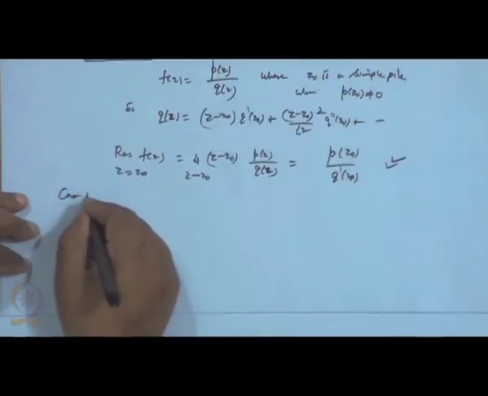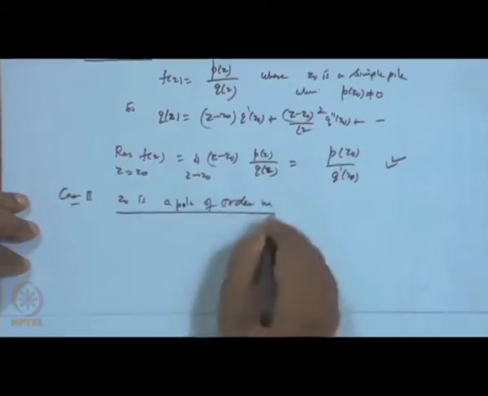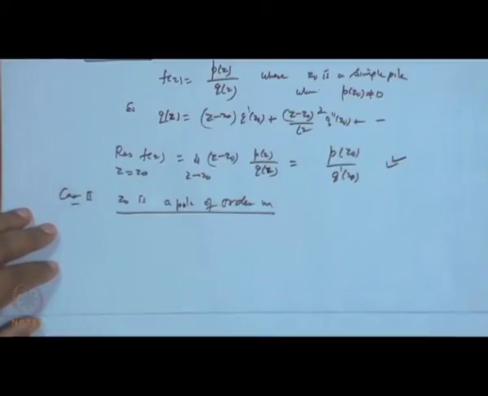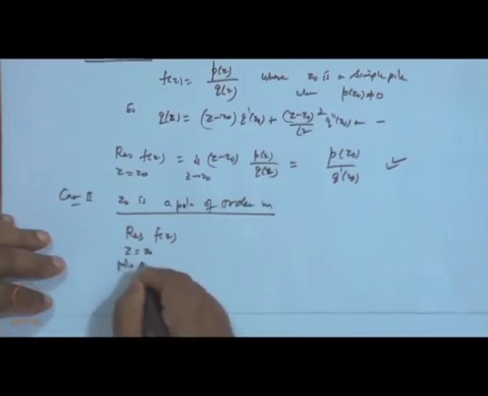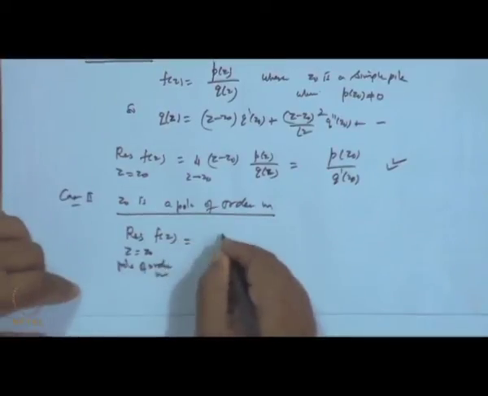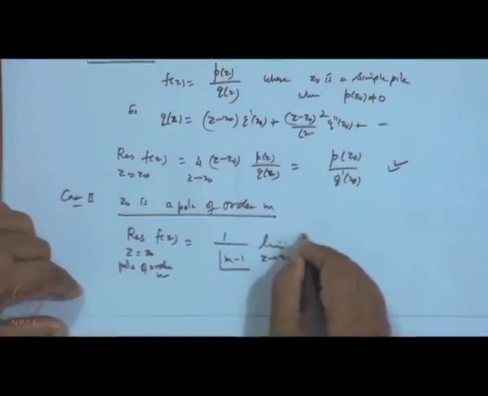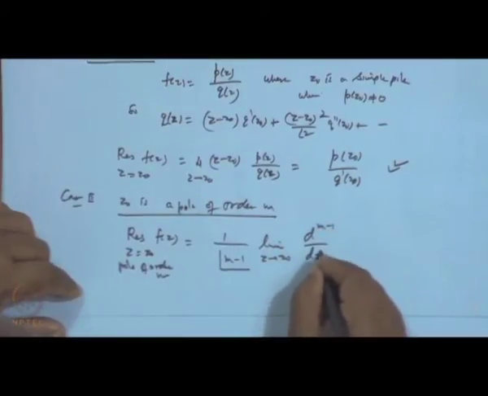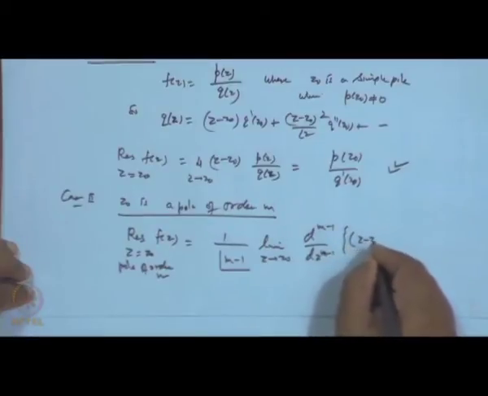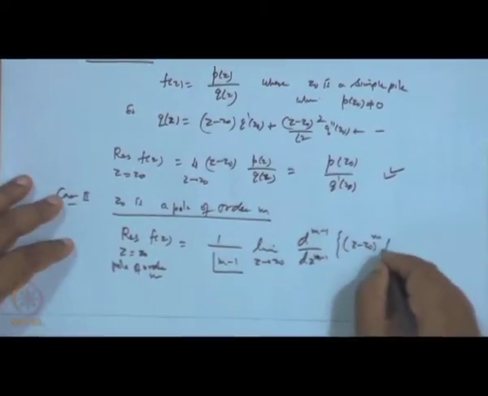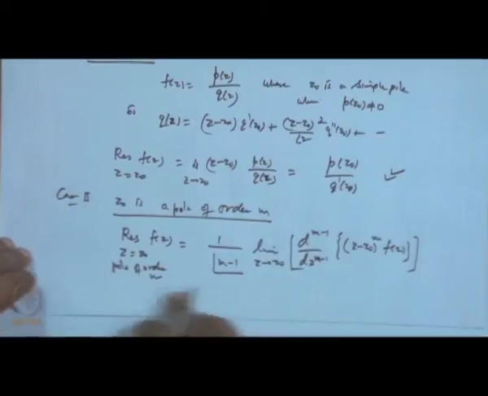But in the second case, if our z naught is a pole of order m, then the corresponding formula for the residue of the function f(z) at z equal to z naught is, I am not deriving that result, 1 by factorial (m minus 1) times the limit as z tends to z naught of the (m minus 1)th derivative, d^(m-1) over dz^(m-1), of the term (z minus z naught) to the power m times f(z). The limit of this gives the residue of the function when z naught is a pole of order m.